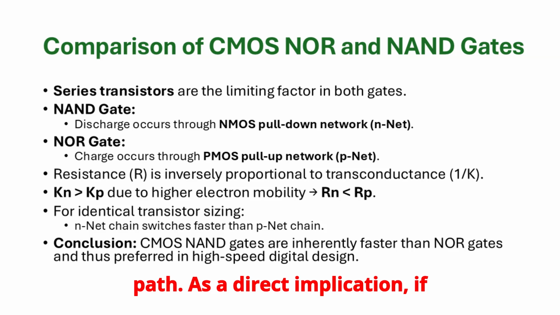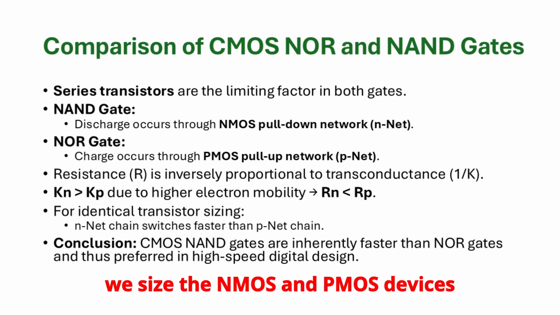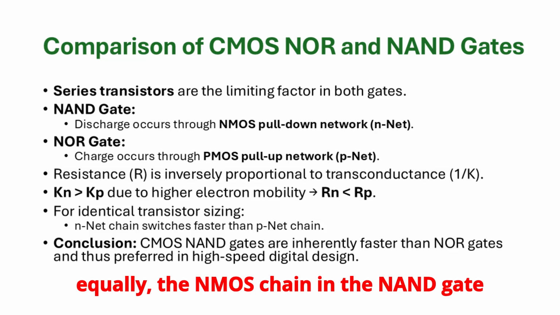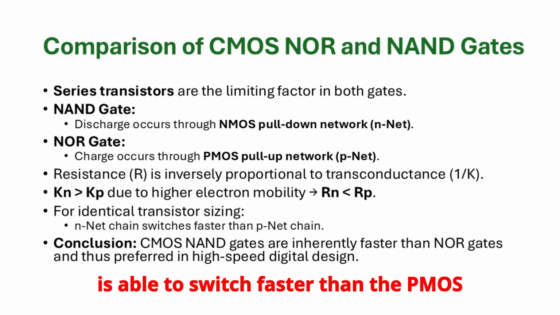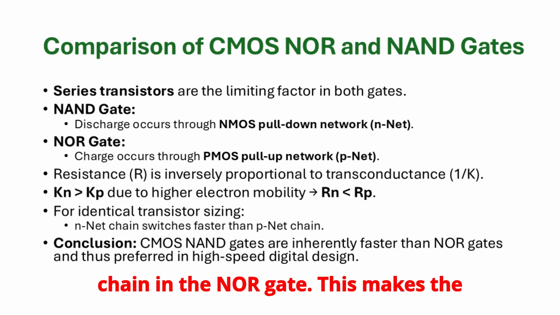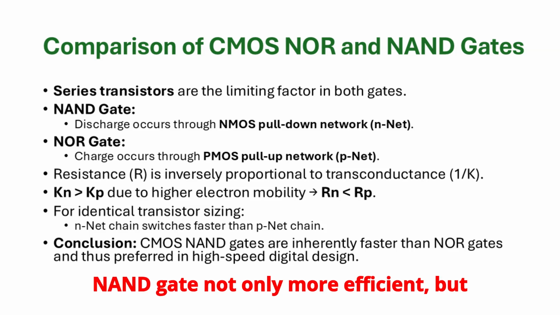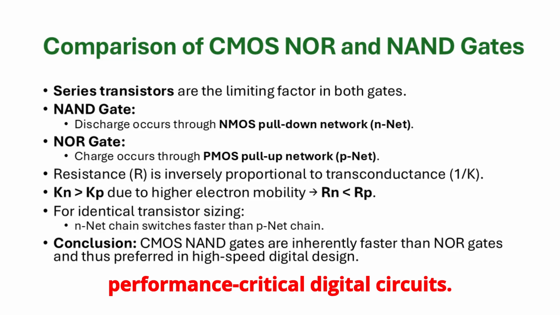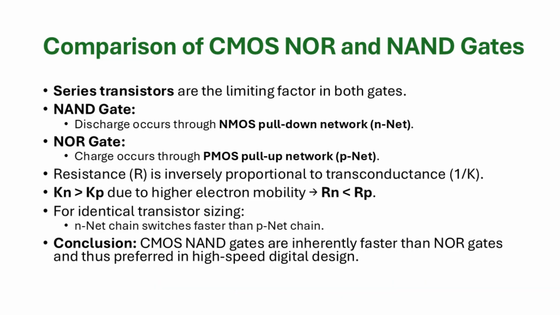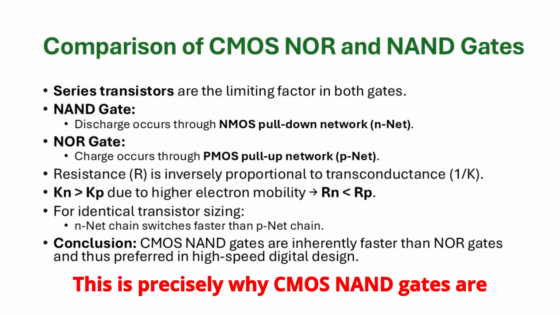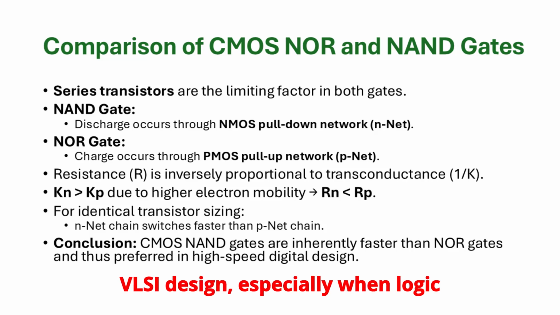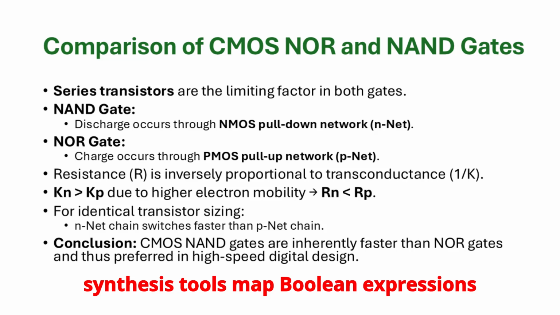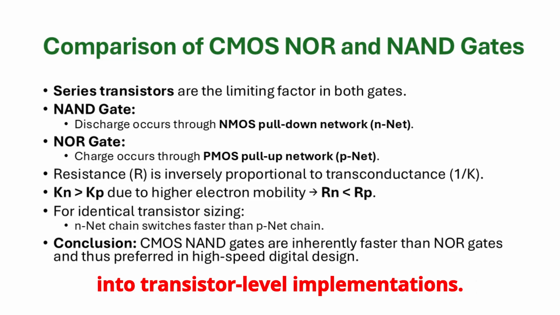As a direct implication, if we size the NMOS and PMOS devices equally, the NMOS chain in the NAND gate is able to switch faster than the PMOS chain in the NOR gate. This makes the NAND gate not only more efficient but also more reliable when implemented in performance-critical digital circuits. This is precisely why CMOS NAND gates are preferred over NOR gates in practical VLSI design, especially when logic synthesis tools map Boolean expressions into transistor-level implementations.